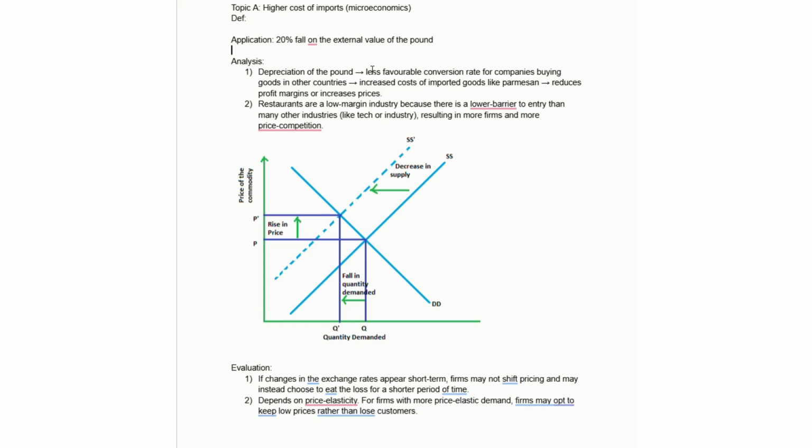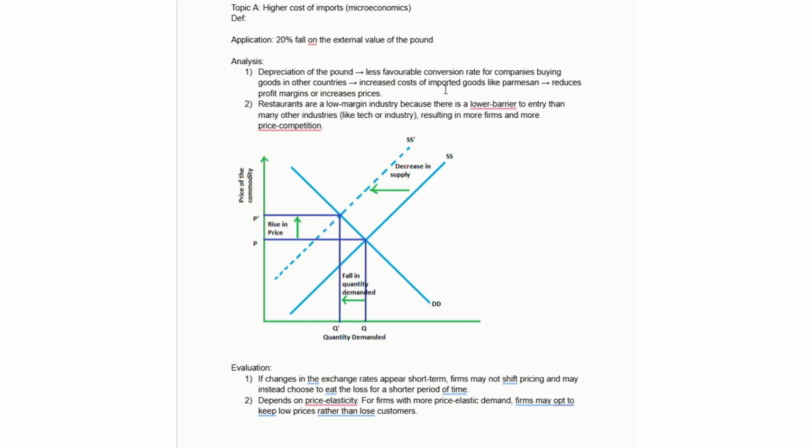So this means that it's going to be more expensive to import goods, and that's going to increase costs for businesses that use those goods as inputs. So the example here would be like the increased costs of imported goods like parmesan. So I'm trying to stick to the restaurant example. Restaurants use lots of imported goods like fruits, vegetables, parmesan, right? Like most fruit is not grown in the UK. Most sort of cheese and meats is not produced in the UK. Beef is imported from Brazil, for example.